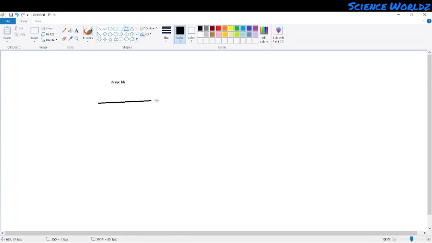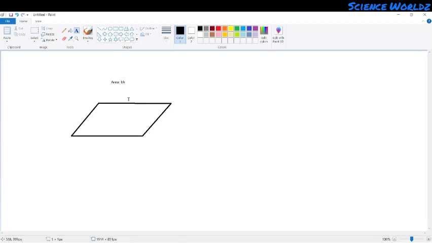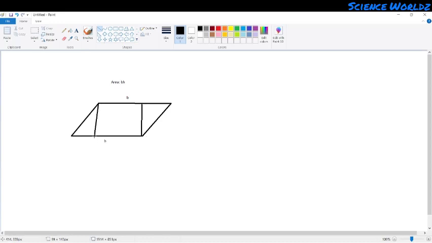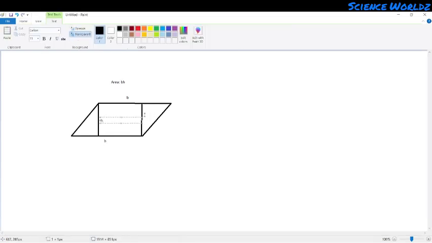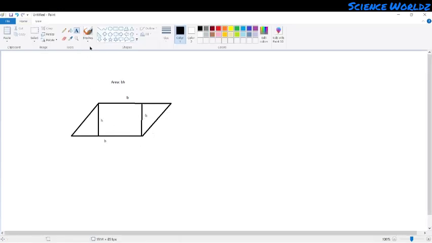So first I am going to draw a parallelogram here. In this parallelogram, this is the base and this is also the base. Here this is the height and this is also the height. Between these two lines all the height will be uniform. So this is the height and this is also the height.